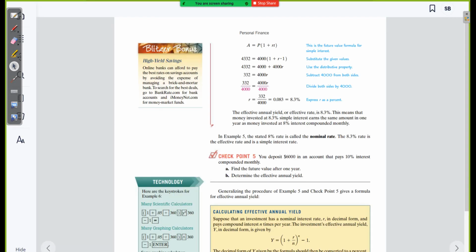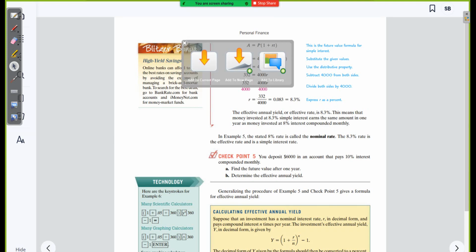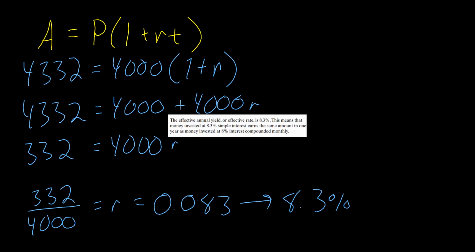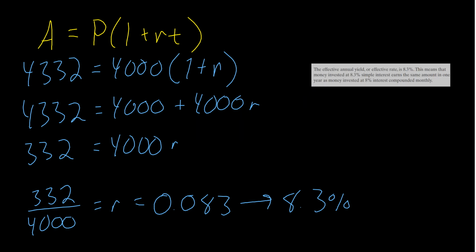let the textbook take over here and word it a lot better than I feel like I could have. Okay, so the effective annual yield or effective rate is 8.3%. That's what we got here. This means that money invested at 8.3% simple interest, again, that's what this formula is, earns the same amount in 1 year as money invested at 8% interest compounded monthly.